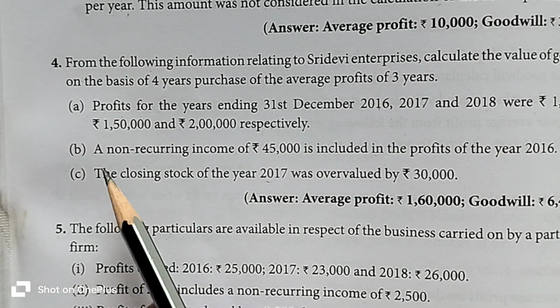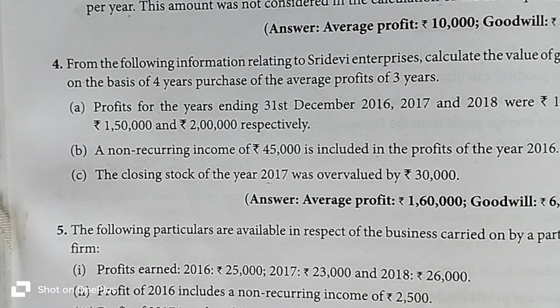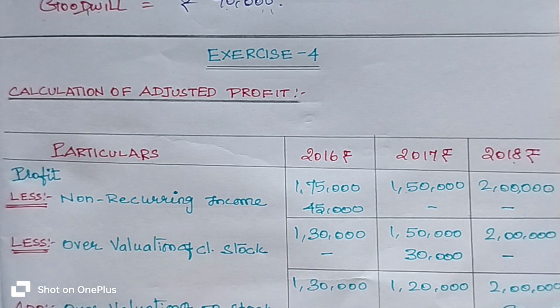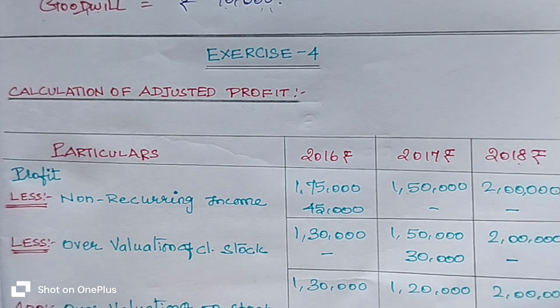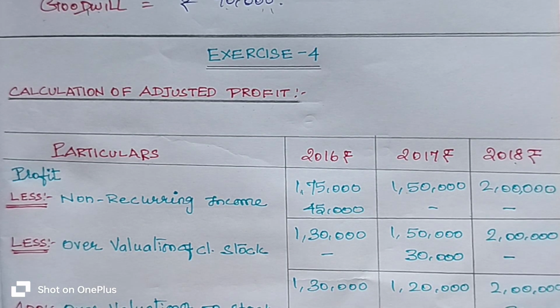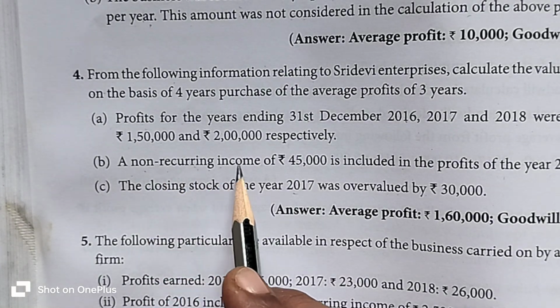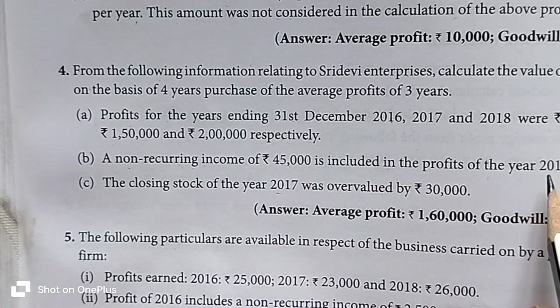Then what they given in the question, a non-recurring income of 45,000 is included in the profit of the year 2016. Before that, what is meant by non-recurring income? It means irregular income or infrequent income or unexpected income. So we received unexpected income suddenly, 45,000 in the year of 2016.